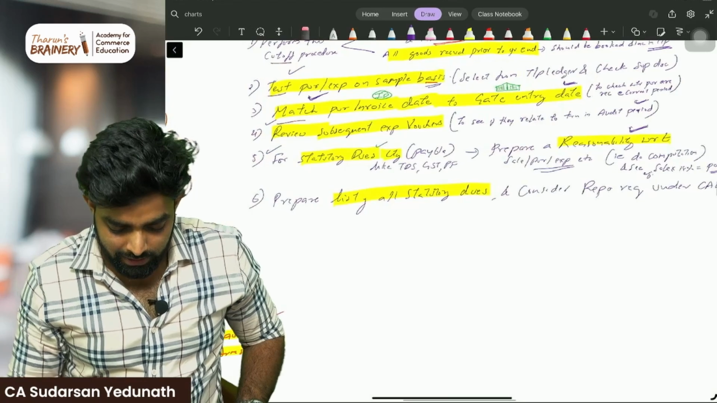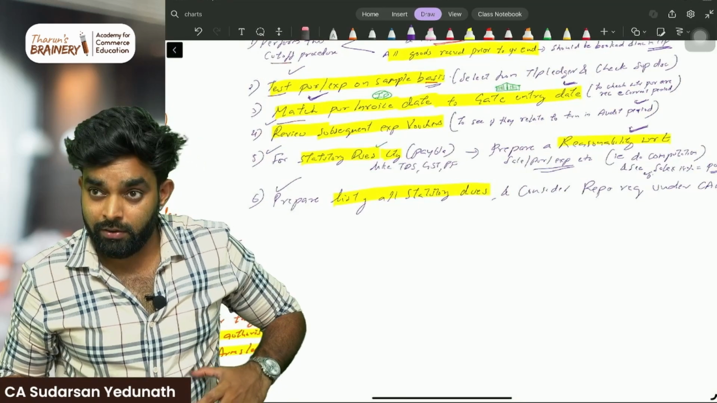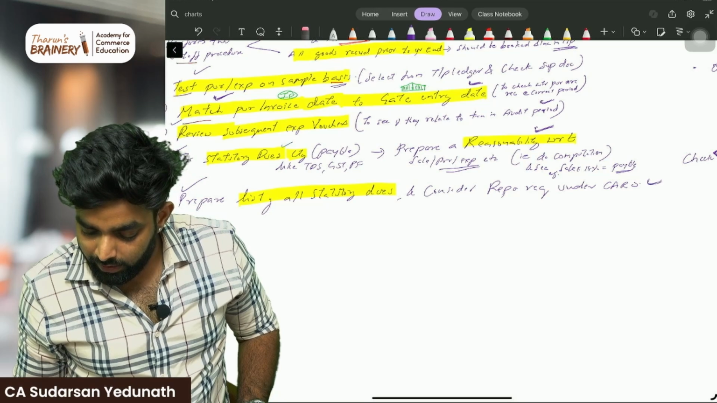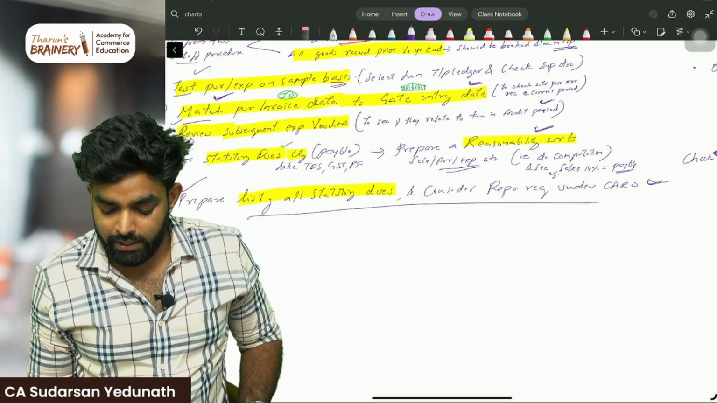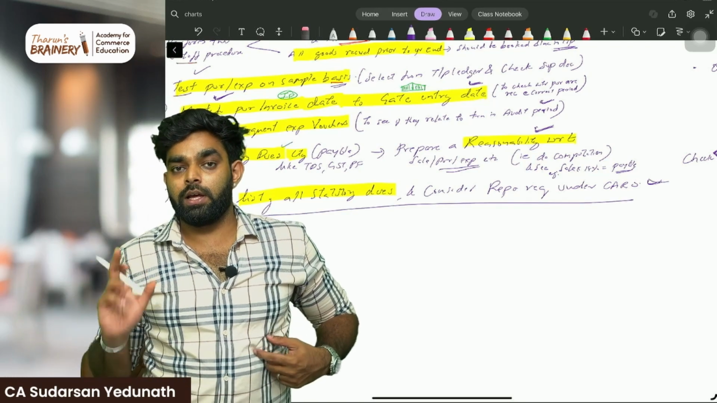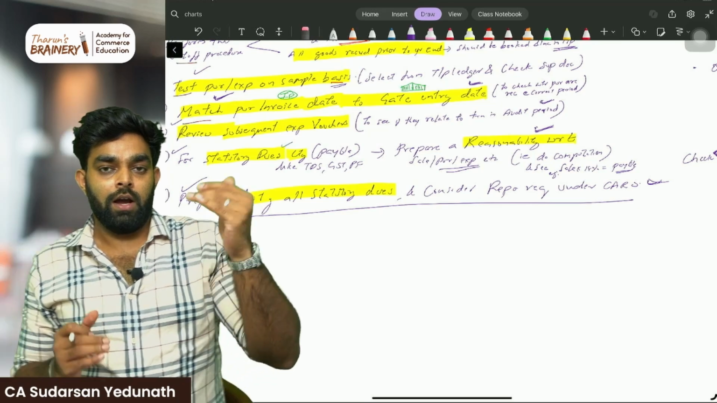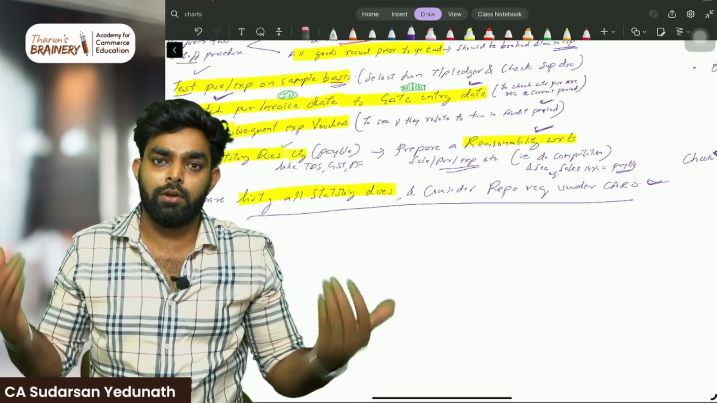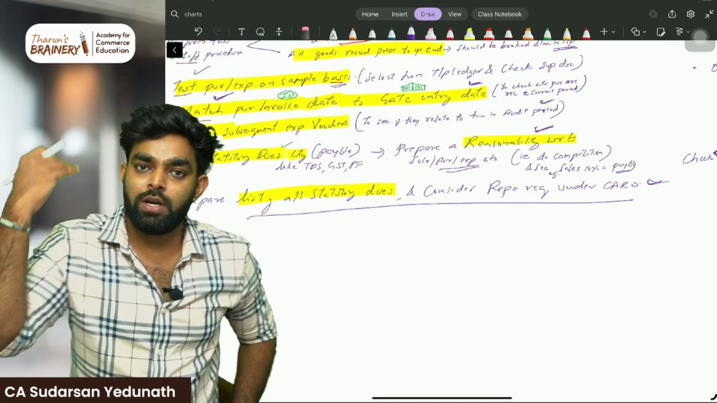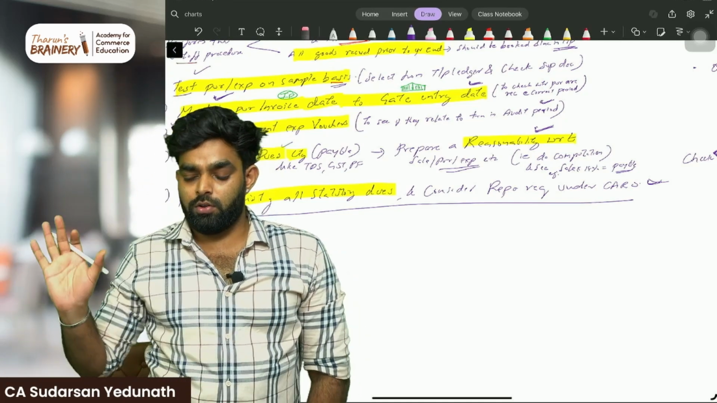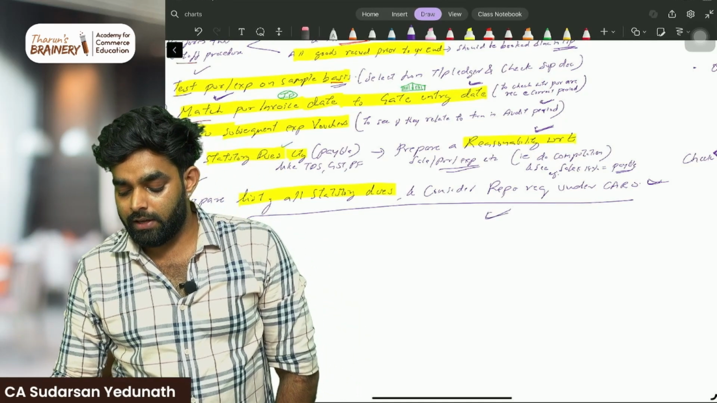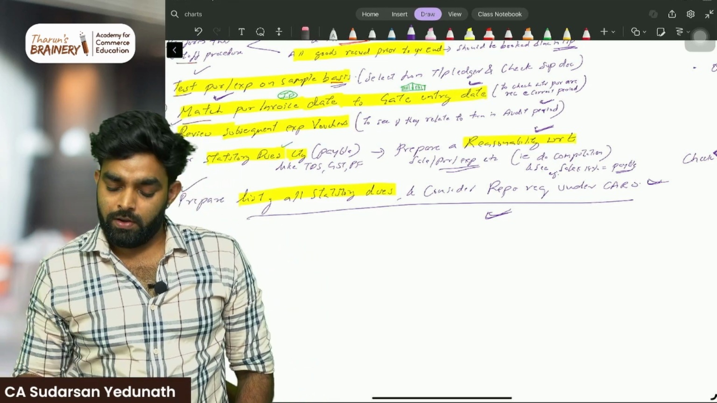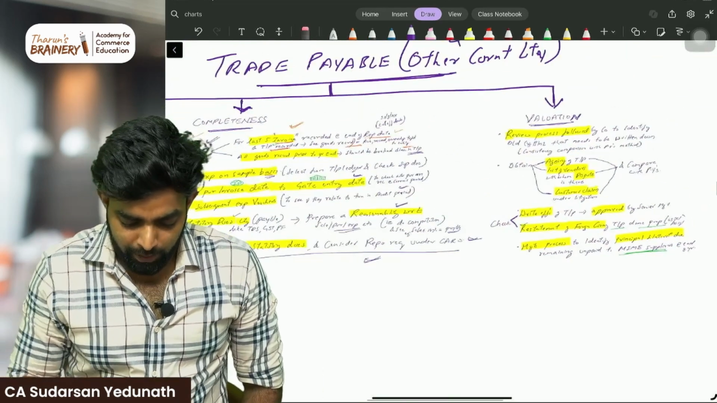That's it. Then prepare the list of all statutory dues and consider the reporting requirement under CARO. Ask the company, give me a list of all the GST, all the income tax, all the statutory dues liability, the amount the company has to pay to government. Give a list of all those liabilities and see whether any reporting requirement arises on CARO. Okay, you have to see that. That's it. So completeness is also done.